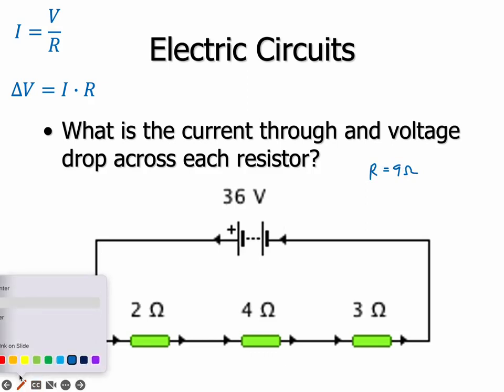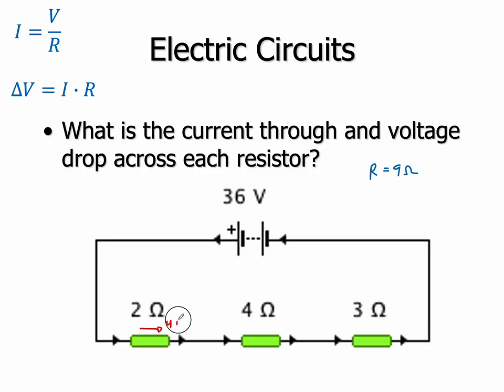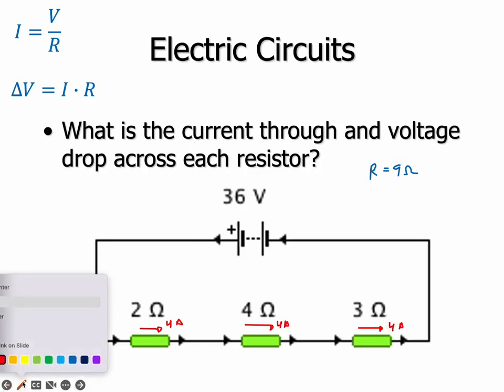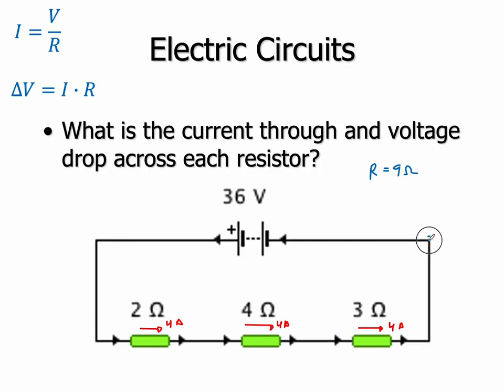And so I just want to quickly do this one with you. There'll be 4 amps going through each one of these. And you can very quickly calculate the voltage drops across each one. And if we do this, and I'm going to do a little bit faster this time than we did before, I'm going to put the 0 point here, 0 volts. I end up at 36 volts here.